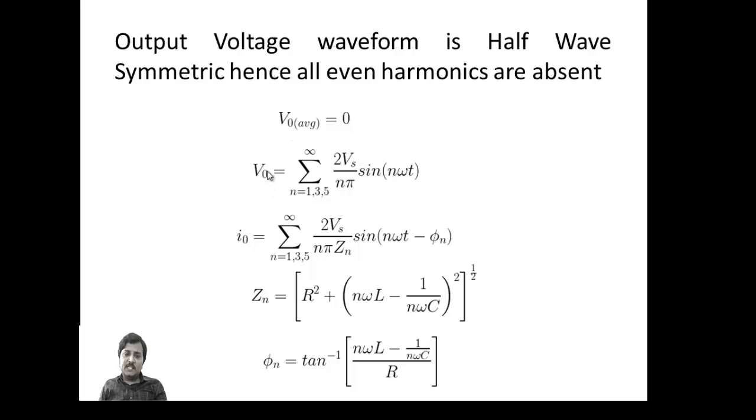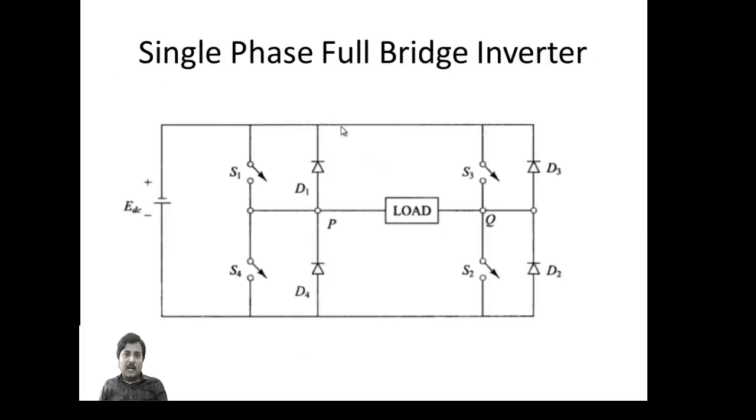The instantaneous value of the voltage waveform can be represented with the Fourier series analysis. We can expand this: sum over odd harmonics n up to infinity of 2 Vs by n pi sin n omega t. So we can write the equation for the current I naught equal to 2 Vs by n pi times Zn, the impedance. The impedance Zn is equal to the square root of R square plus the reactive component squared. And phi n is the angle, the tan inverse of the reactive component to the resistive component. So that is about the half bridge inverter.